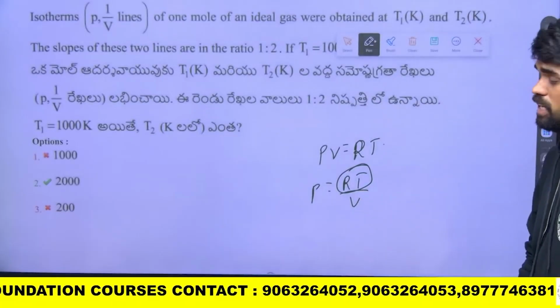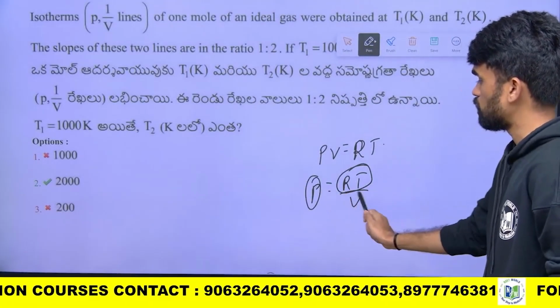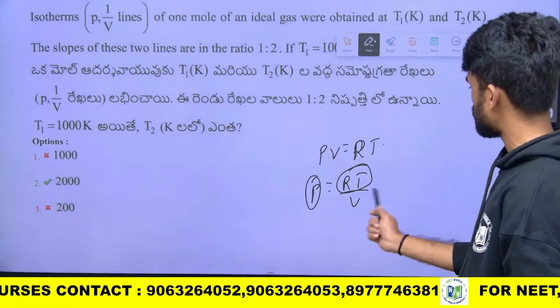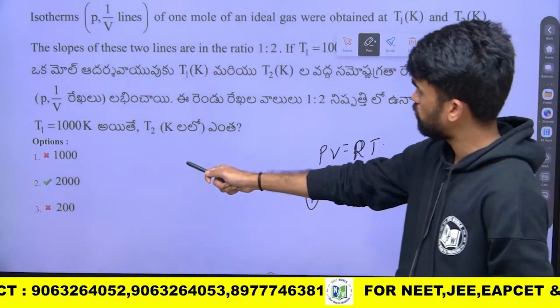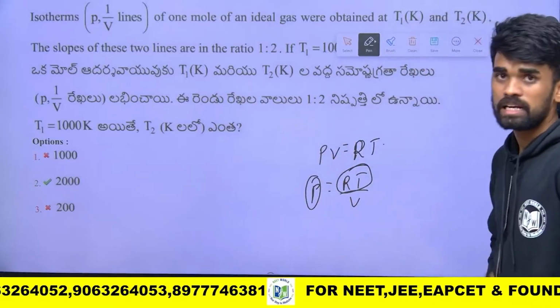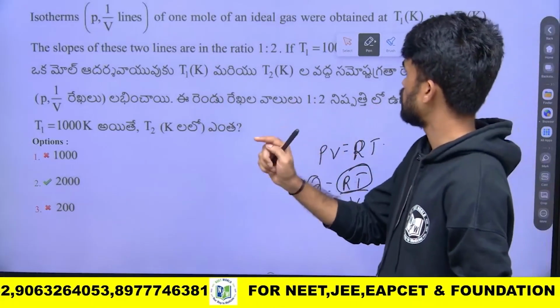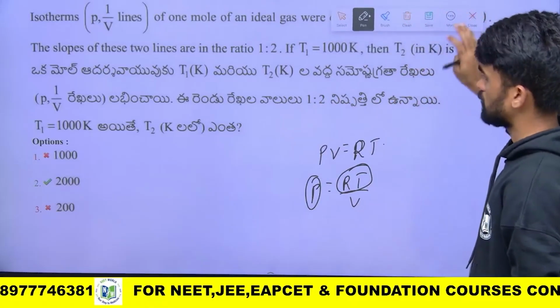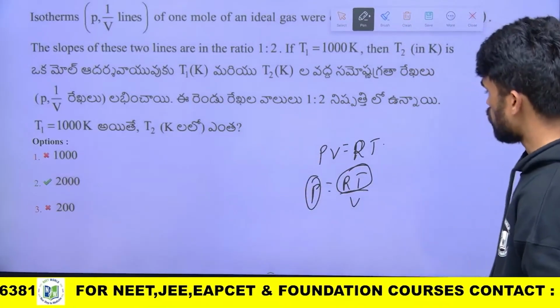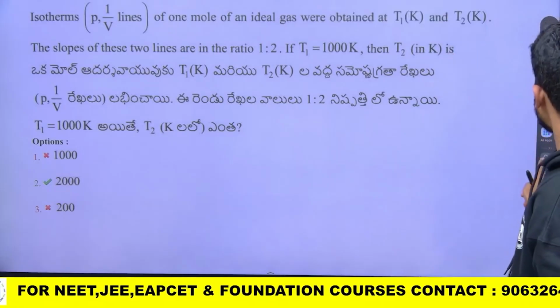From this you can take the ratio by drawing the graph of P versus V. We are left with RT, R and R cancel, so you can get T, which is in the 1:2 ratio. From that, T1 is 1000, so T2 you can calculate, which is 2 into T1. So you will be getting 2 into 1000, which is 2000. That will be the answer. I hope it is clear, right? So let's move further.